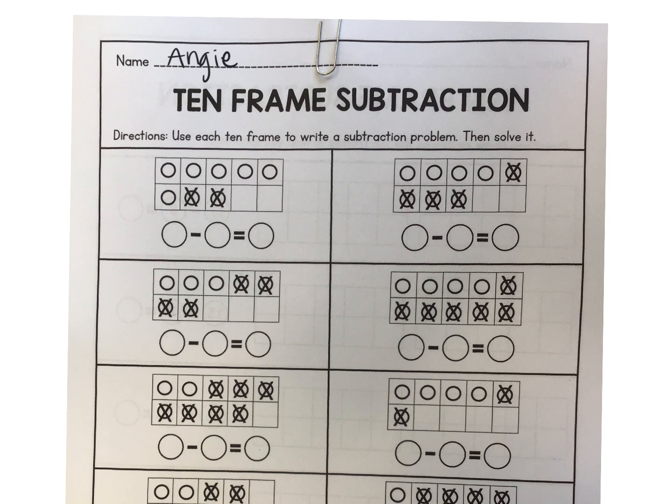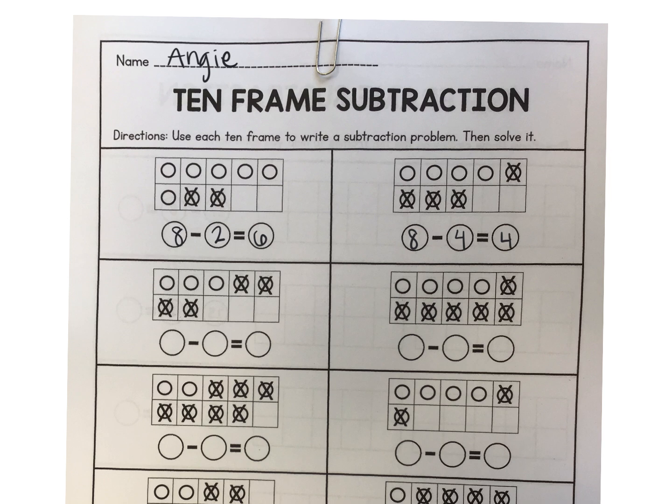So on our first 10 frame, how many did we have that are full? There's 8, and then 2 are crossed off. So our subtraction problem is going to be 8 minus 2. How many does that leave? It leaves 6. Very good. On the next box, we have 8 10 frames full, and we cross off 4. And that leaves 4 left.